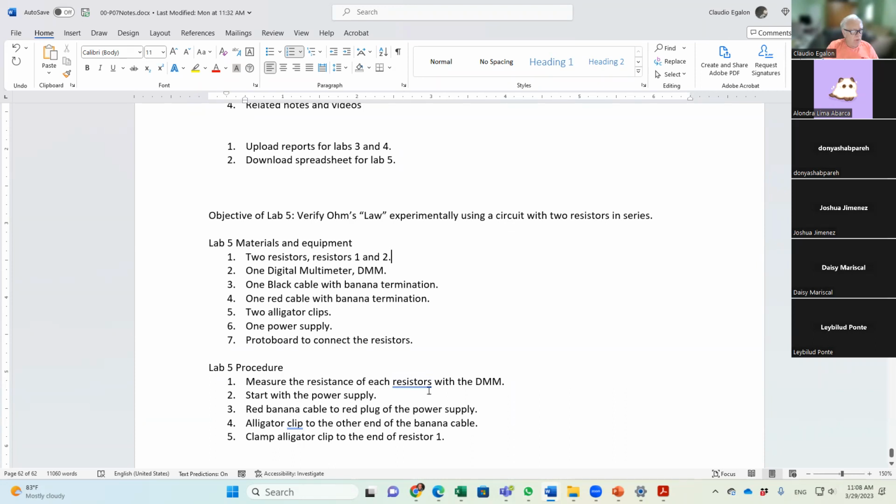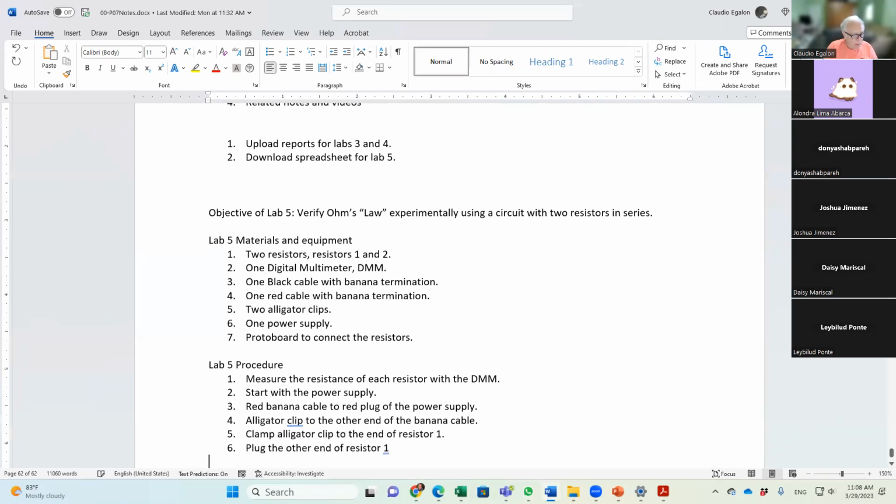Measure the resistance of each resistor. Clamp alligator clip to end of resistor 2. Fix. Plug the other end of resistor 1 to one of the holes of the proto board. Prototype board or proto board.